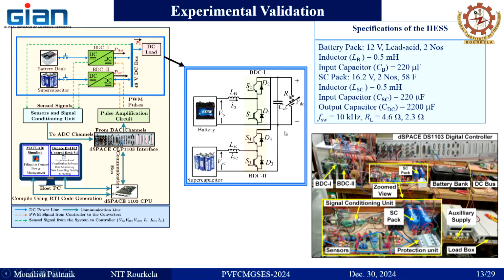Now, I am going to explain the experimental validation of the overall HESS system. For the experiment, we are taking a battery pack of 12 volt lead acid, 42 ampere hour each, resulting in 24 volt and 42 ampere hour. The inductor is taken as 0.05 and other parameters you can see, the switching frequency is 10 kilohertz, and the load is around 4.6 ohm and 2.3 ohm. And this is the overall system architecture, the connection diagram of the system.